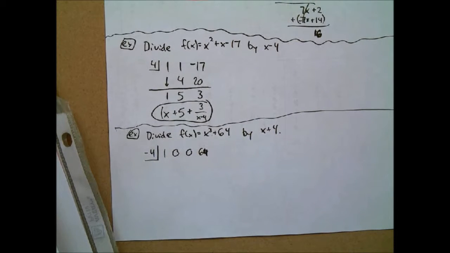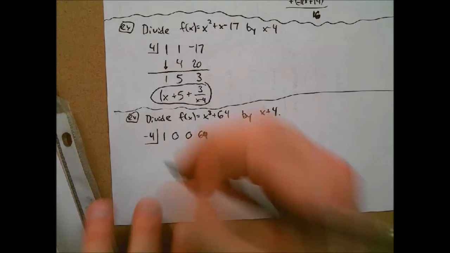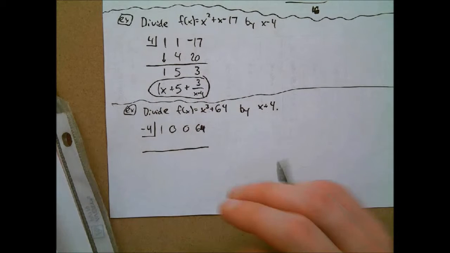Very good. Good catch there. Yes, we need placeholders. Very good, Madison. Okay? All right. Do the same thing we did before here.